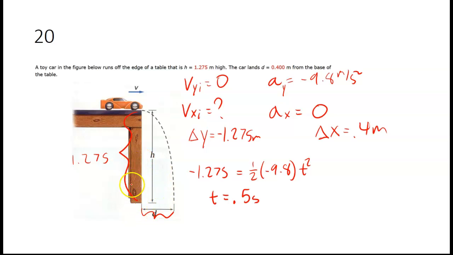If we know how long it falls for, that's also the same time that we were moving horizontally at this constant speed. Change in horizontal position is equal to Vx initial times t. So that means 0.4 meters is equal to Vx initial times 0.5 seconds. 0.4 divided by 0.5 is going to give us 0.8 meters per second.